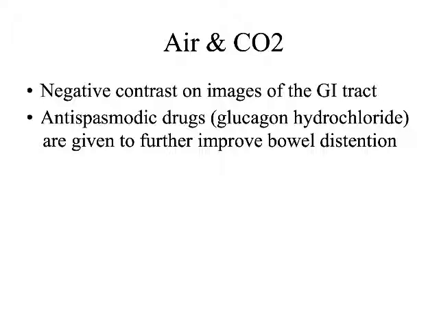Okay. Air and CO2. We will use these as negative contrast agents for imaging of the GI tract. We may give the patient some kind of antispasmodic drug like glucagon hydrochloride to further improve bowel distension, right? So they may offer the patient glucagon prior to doing a dual contrast barium enema, where we're insufflating both barium and air into the digestive tract.